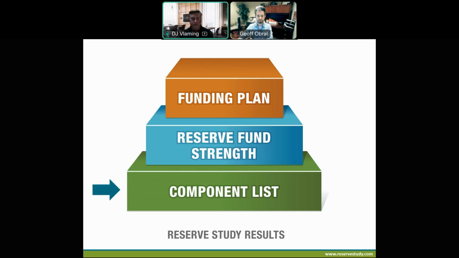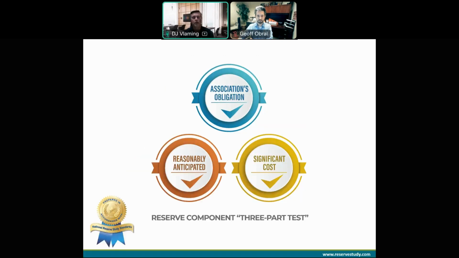And we're going to review those results as well by first looking at the component list. As I mentioned, it forms the foundation of your reserve study. All the other results are based on the component list, so it's important that it be current and credible. Your reserve fund is not a catch-all for any expense, and your reserve study is not going to account for every potential expense the association may face. So how do we know what should be included on the component list? Reserve Study Standards outlines this three-part test to help determine what items are appropriate for reserve funding.